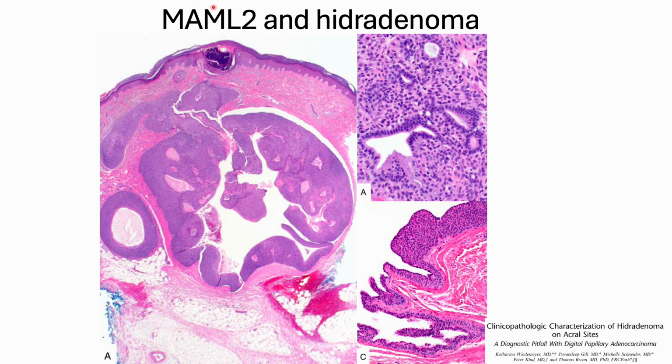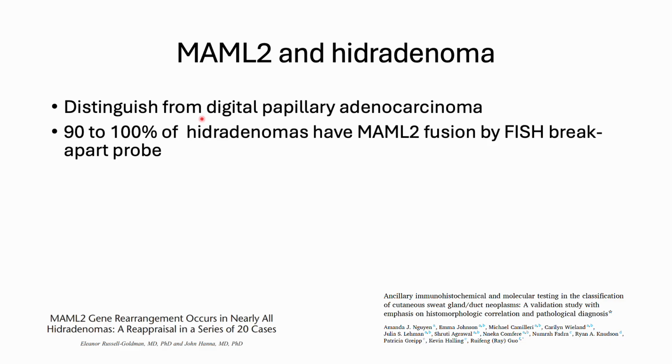It does have, in many of the cases, its own driver, and this is a fusion in the MAML2 gene. And this we can detect with FISH currently. 90 to 100% of hidradenomas have a MAML2 fusion by FISH break apart, and so with the aid of the MAML2 FISH plus the HPV42, we can distinguish hidradenomas very accurately now from digital papillary adenocarcinoma.